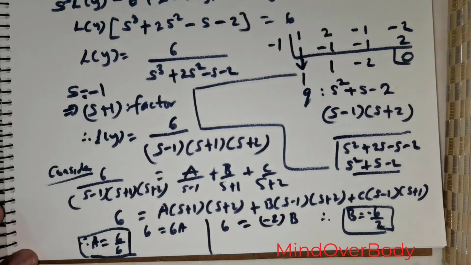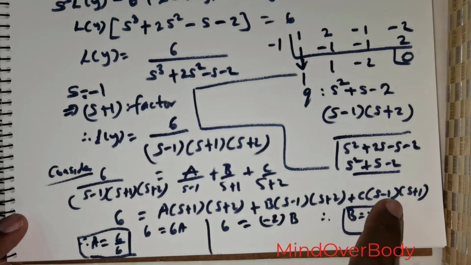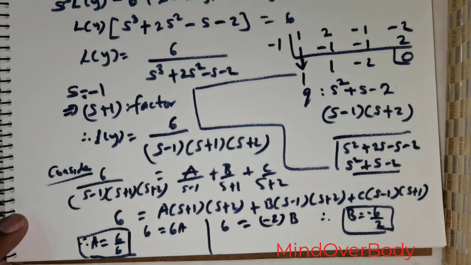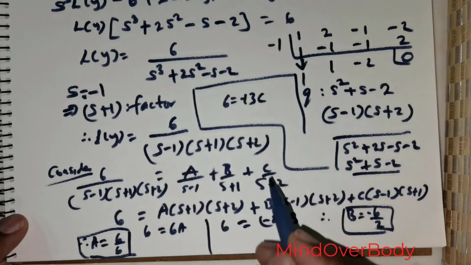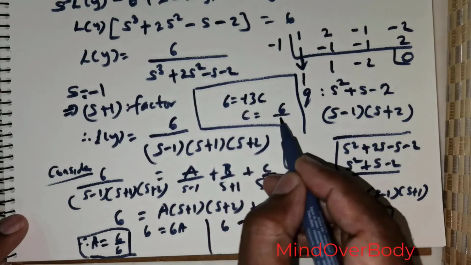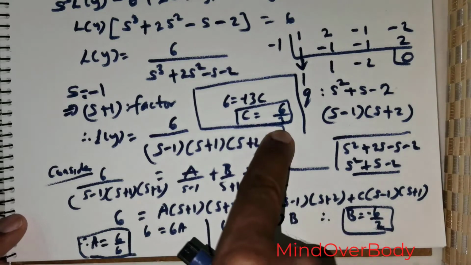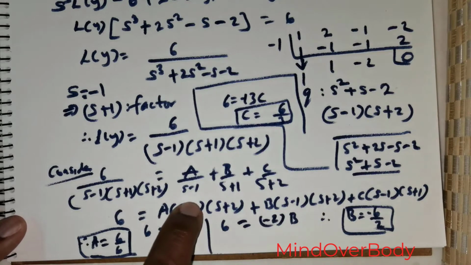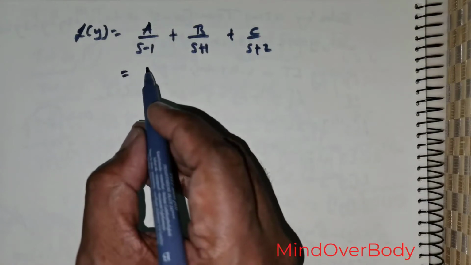Finally we need to obtain the value for c. If I substitute s is equal to minus 2, this goes away and this remains. Minus 2 means this is minus 3. So it's going to be positive 3 times c is equal to 6. Therefore c is equal to 6 over 3. So I got the values for a, b and c. Now I need to substitute these values here. The value of a is actually 6 over 6.